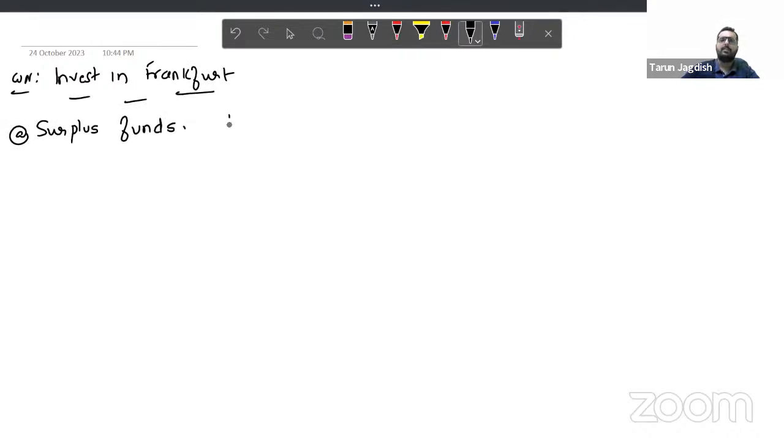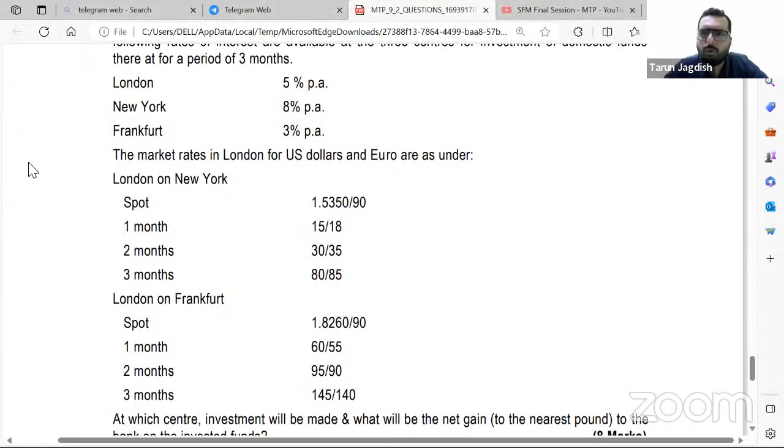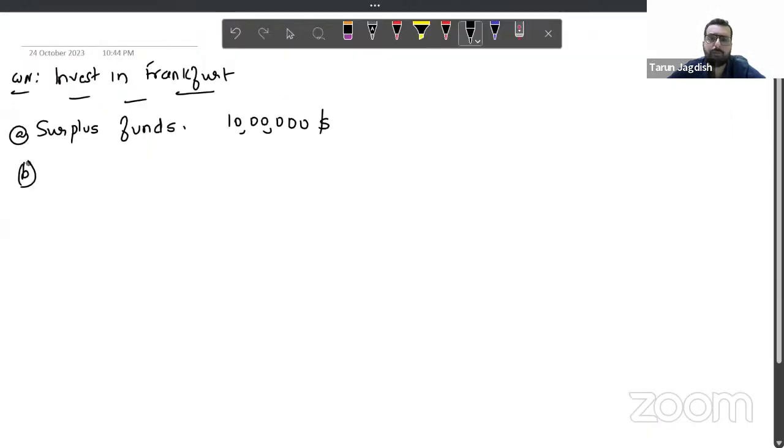Surplus funds. How much of surplus funds is available? 10 lakh dollar. Now we need to go to Frankfurt and exchange this. So it's given London on Frankfurt. Friends, London on Frankfurt would be euro per pound. But do we have the euro per pound exchange rate over here? Sorry, do we have the euro per pound? It will not help us to convert 10 lakh dollar. I need to use the cross rate.